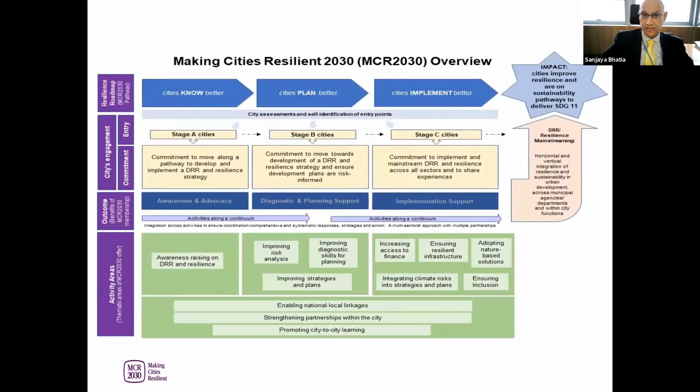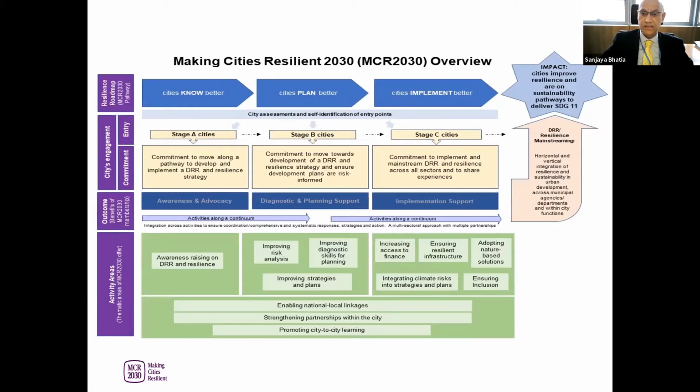So in a nutshell, this is what the MCR 2030 looks like. It's three stages of cities, three stages along what we call the resilience roadmap: stage A, stage B, stage C. Of course, cities can join at any stage. It depends on their level of resilience. For example, in stage A, there are cities mostly which are new to the concept. They are trying to understand the concept of resilience.